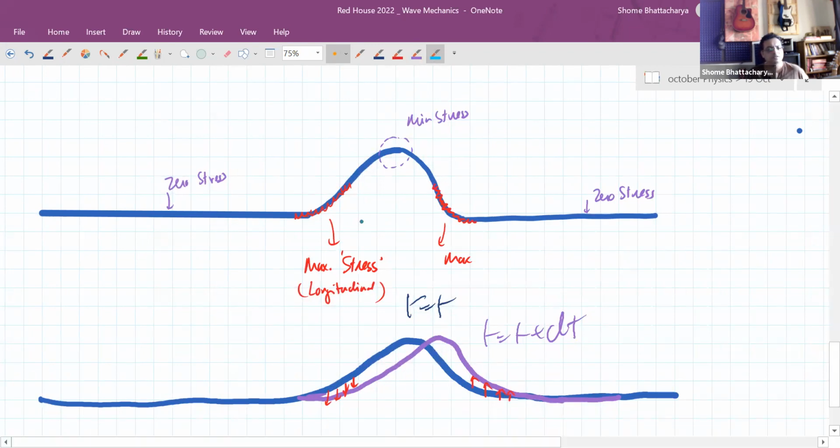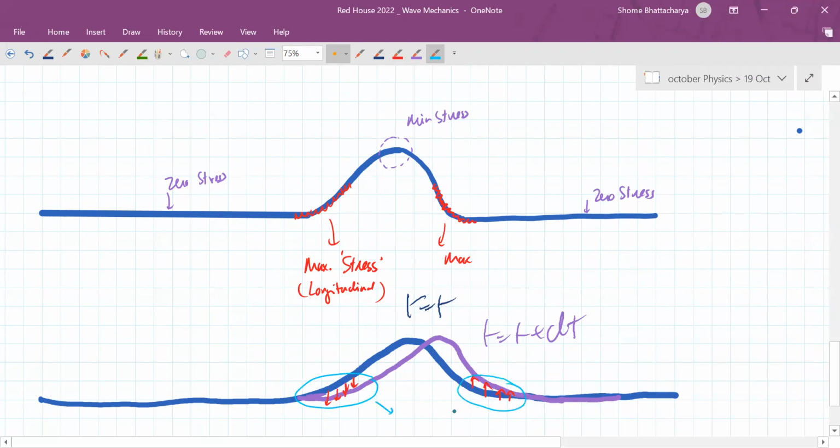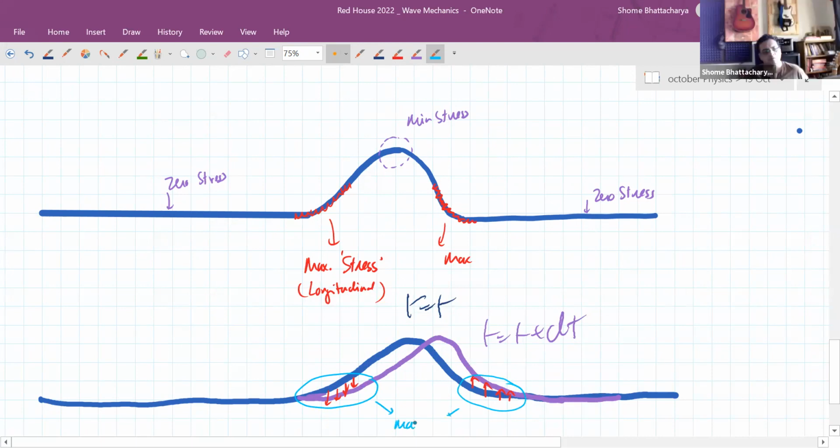So again, this region and this region has maximum kinetic energy for particles of the string.